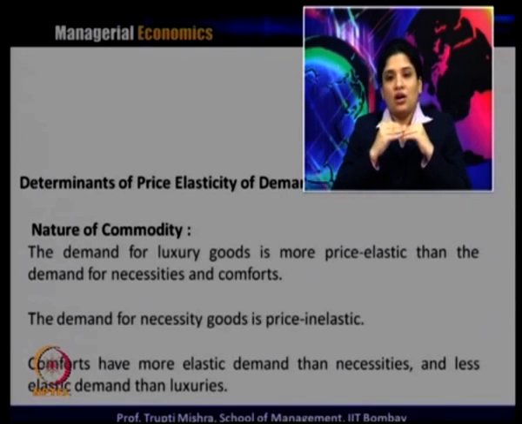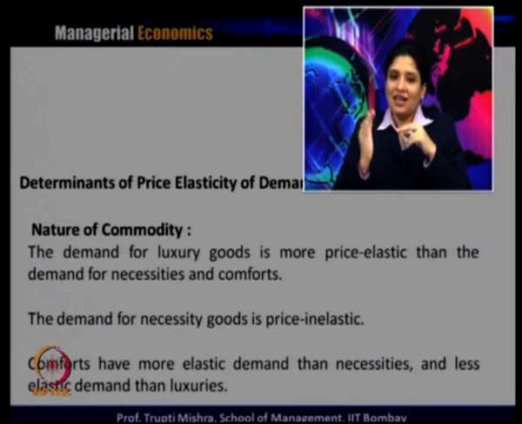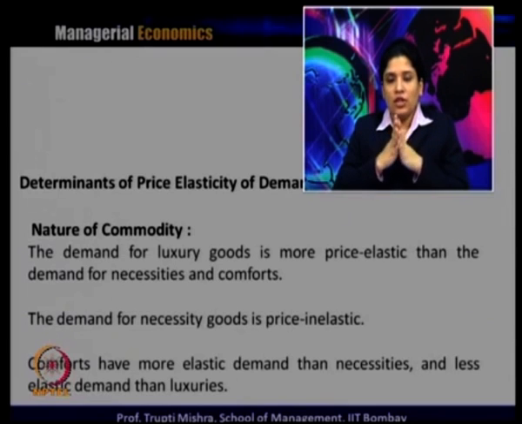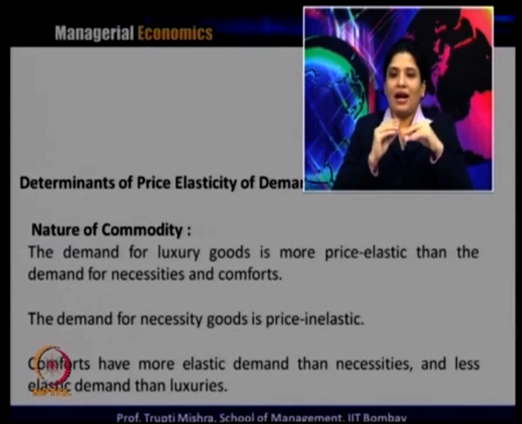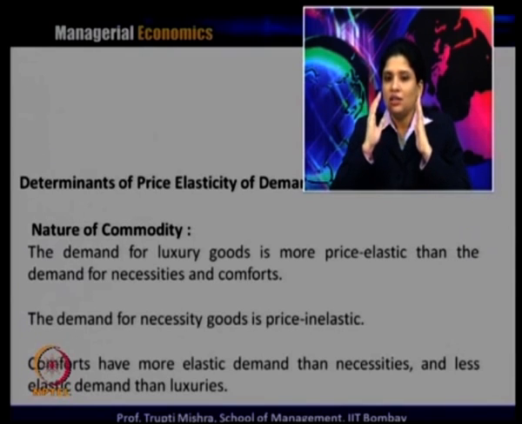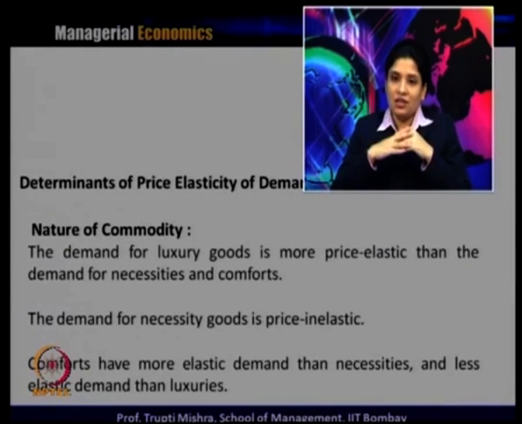When it comes to comfort goods, they have more elastic demand than necessities and less elastic demand than luxuries. Even if it is a comfort good, you cannot postpone all the comforts you require, and that is the reason it is partly elastic, partly inelastic. But it is more elastic than necessities because this is not required for survival, and less elastic than luxuries.